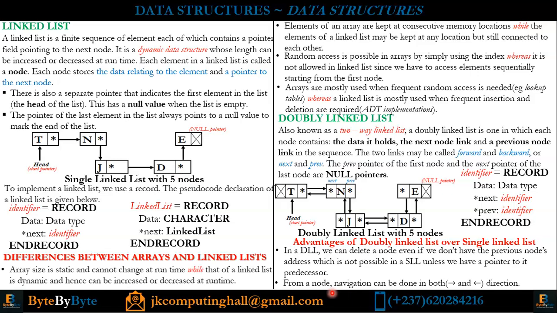Another advantage is that from a node, navigation can be done in both directions. That is, at this level, from N, I can only navigate forward. But here, from N, I can navigate backward or forward, which is the same thing for J and for D, which are the advantages of double linked list over single linked list.